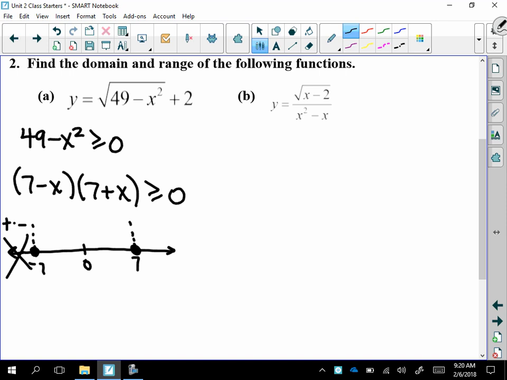So a number between -7 and 7. You can do 0, you can do 1, whatever. It doesn't matter. All of them are going to work the same. 7 minus 0 would be positive. 7 plus 0 is positive. That's going to produce positive values. Good with that. And then a number greater than 7. All right, 7 minus 10 is negative. 7 plus 10 is positive. That's going to produce negative values. That's out. So our domain will be bracket -7 to 7 bracket.